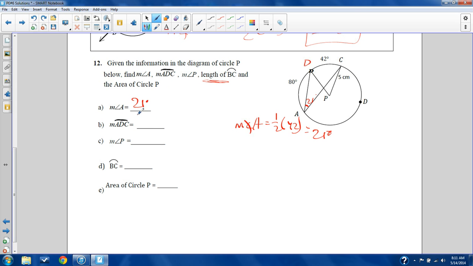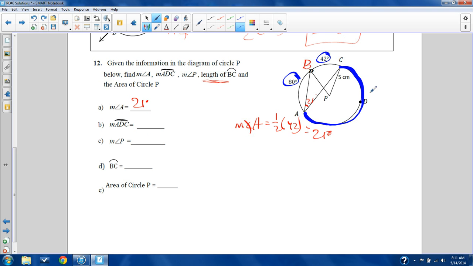Measure of arc ADC. Looks like a major arc or semicircle. Or no, I think that they're just telling you, let's go this. Oh, you know what? That's a B. Because this is D. Never mind, this is a major arc. Major arc ADC in big blue right there. Check this out. This is 80 degrees.